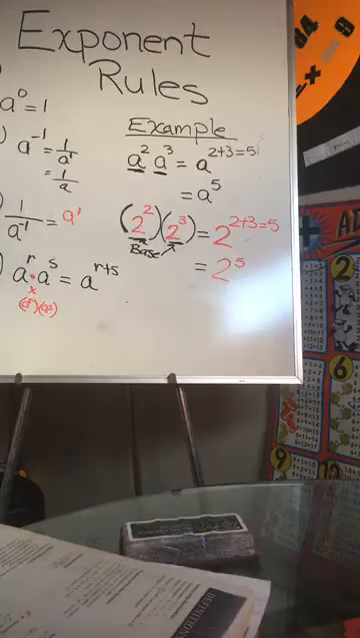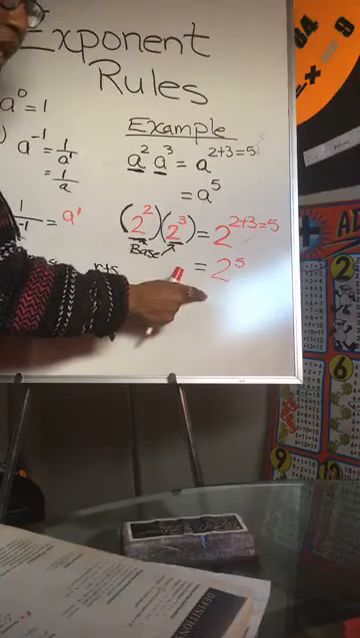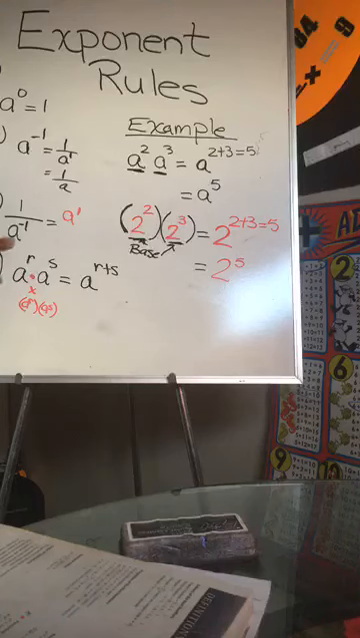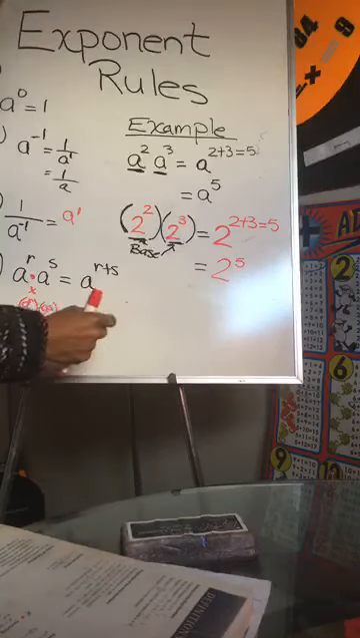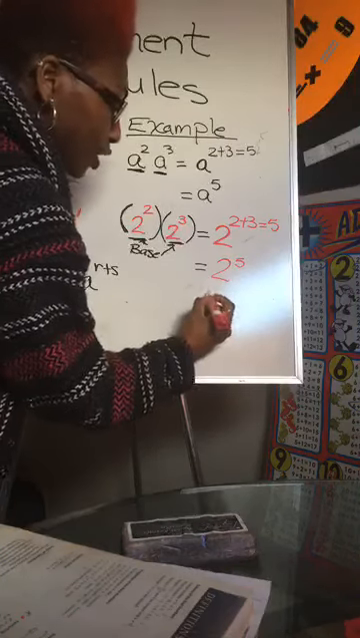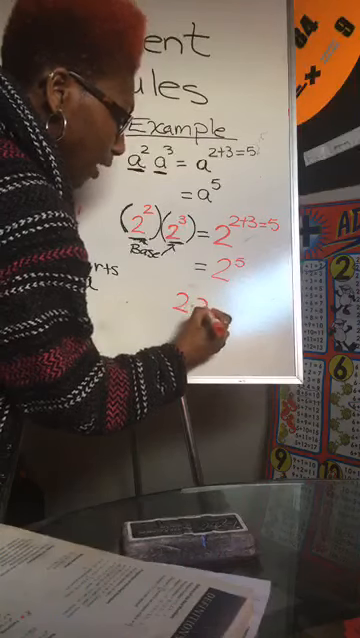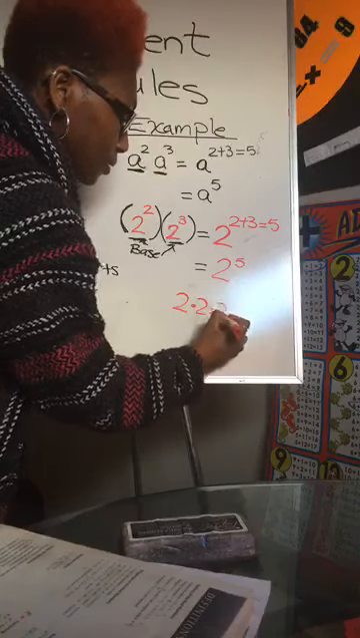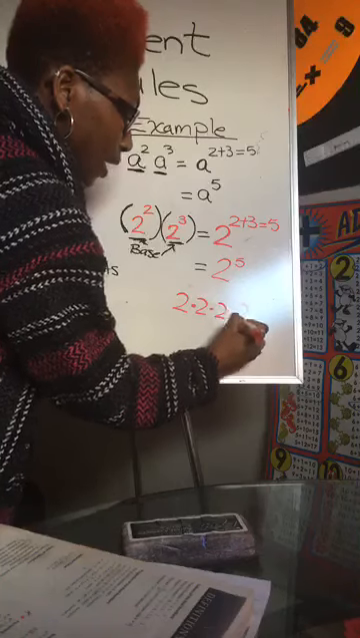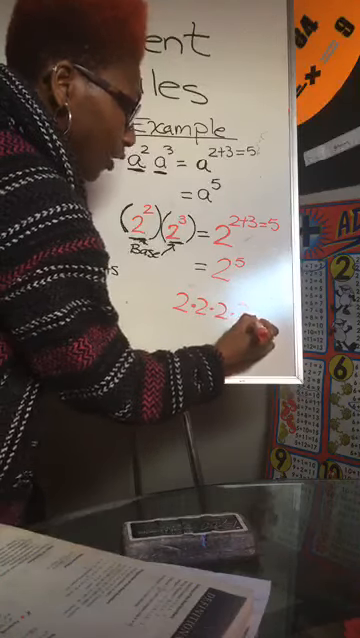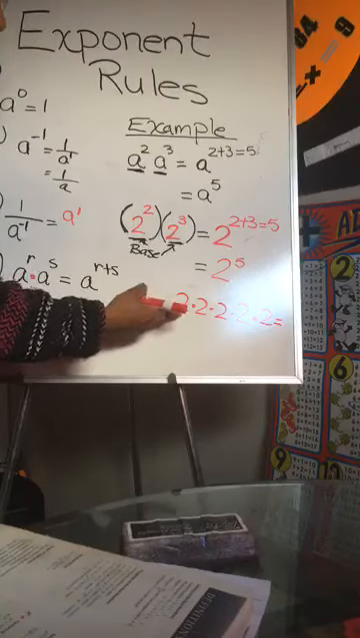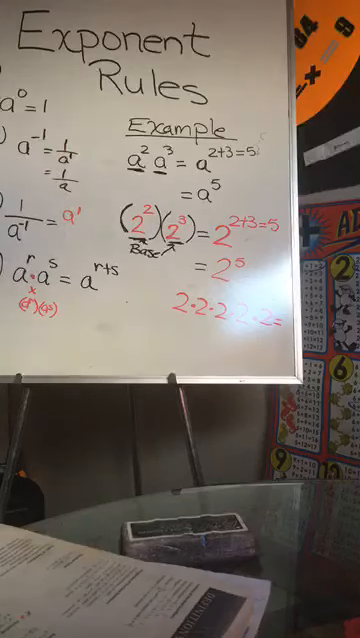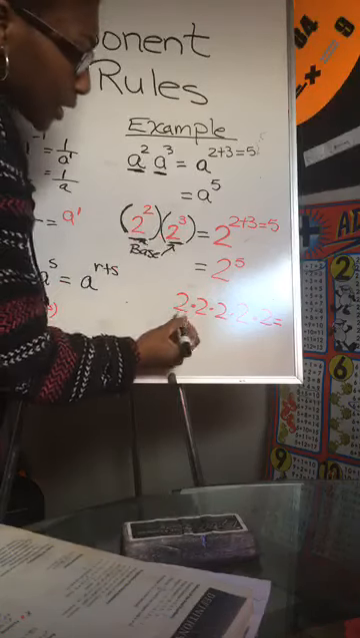All right? Now, if they want you to keep it like this, you can. But sometimes when you're online, they want you to give the final result, the final answer. So what does 2 raised to the 5th power mean? It means that you're going to take 2 times 2 times 2 times 2. How many? 1, 2, 3, 4, and 5. So that means you have to multiply 2 5 times.